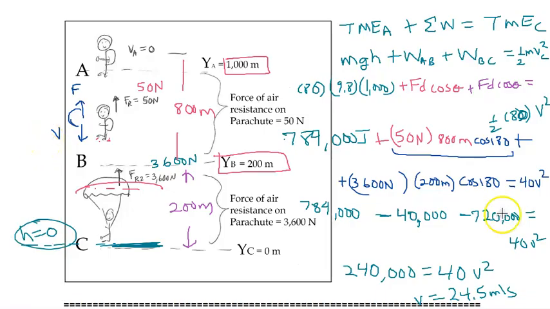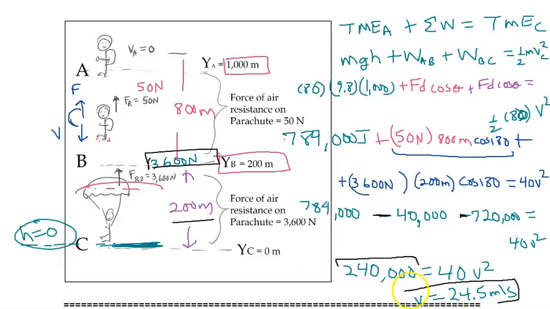Okay, so while you were gone, trying to think where I left off, I ran these numbers. So in the first period, air resistance took away 40,000 joules. In the second period, it took away 720,000 joules. So even though the distance was shorter, the force was so much bigger. It took away more energy in the second section. And so right before they hit the ground, they still had 240,000 joules of energy. Setting that equal to kinetic energy gives you a speed of 24.5 meters per second.